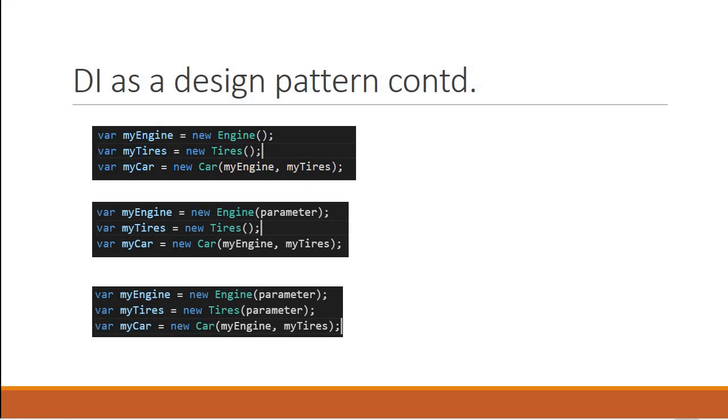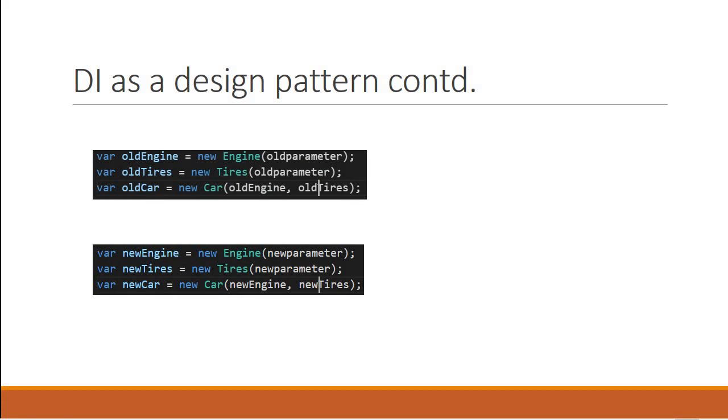And the same is applicable to testing as well. Since we are in complete control of the dependencies, we can mock the data to suit our testing needs. For example, we can create an old engine, an old set of tires, and test with an old car, or we can create a new engine, a new set of tires, and test with a new car. So we can test for multiple scenarios using this approach.